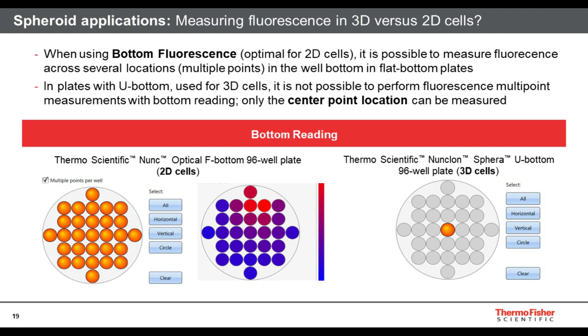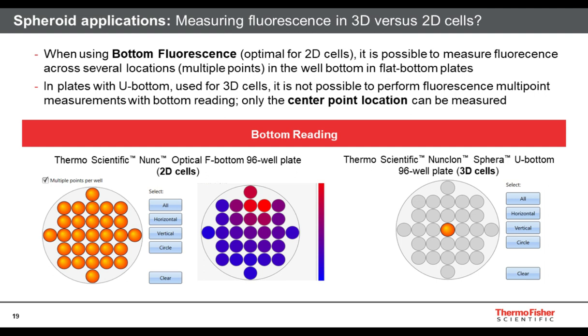When using 2D cellular systems, it is typically the case that cells are grown in flat bottom plates. When bottom fluorescence is selected in multimode readers, and in particular in Bioscan Lux, scientists tend to select these measurements using multi-points. So the measurements are performed in different locations on the bottom of the well, and as you can visualize in this slide, you can get very nice heat maps of the cellular distribution on the bottom of the well.